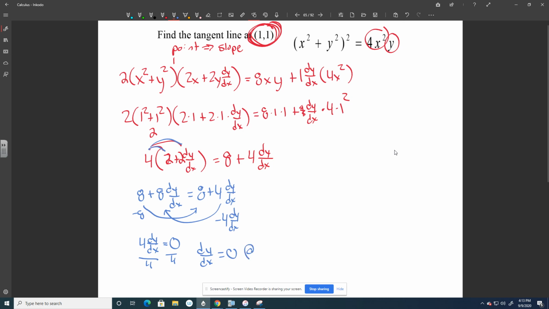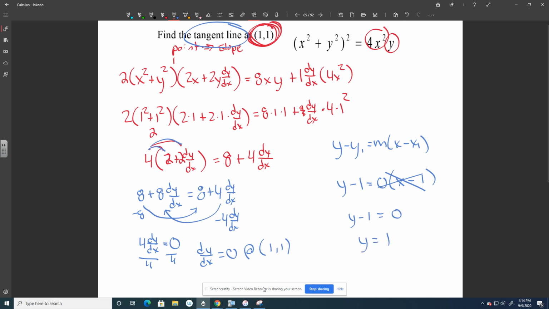So at the point (1, 1), my slope is 0, which means that's going to be one of those horizontal tangent lines, okay? But it actually wants the tangent line. It wants the function, or the formula. So remember, that's y minus y1 equals m times (x minus x1). So y minus my y value, 1, equals my slope, which is just 0, times (x minus 1). Well, this is all just 0. So y minus 1 equals 0, which means y is equal to 1.